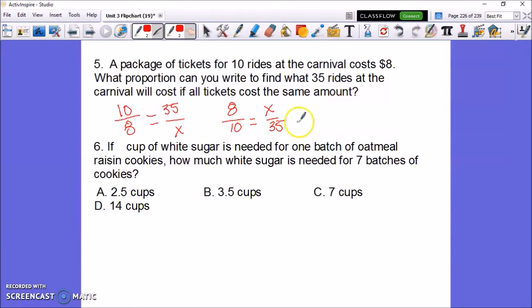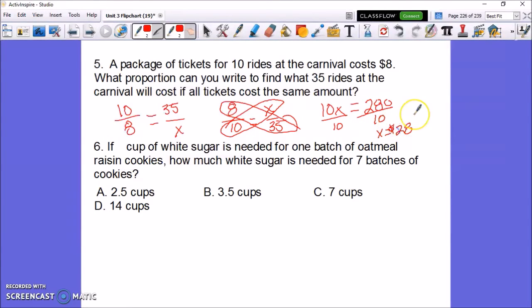Now I'm going to go ahead and just show you how to solve this real quick. All it's asking is to set a proportion. But we would cross multiply, and that would give us 10x is equal to 8 times 35, which is 280. We would then divide both sides by 10, and x would be equal to $28. Now we just ask for the proportion, but I just want to go ahead and solve.